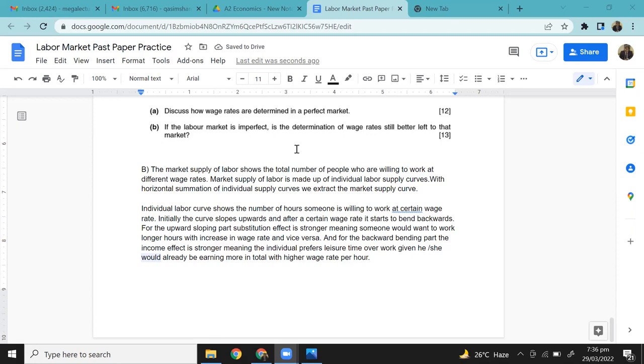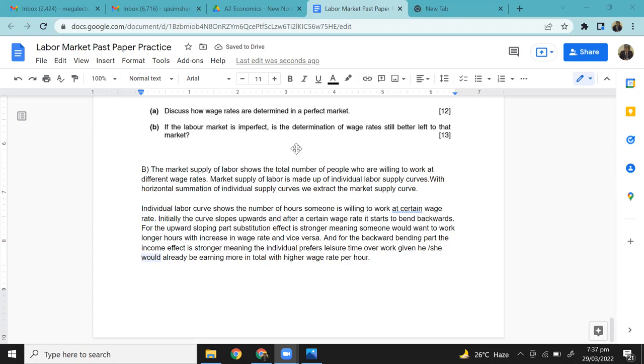Then you have to explain the labor demand. Market demand for labor is made up of individual firms' demand for labor. And how do individual firms demand labor? That is based on their marginal revenue product of labor, that entire thing that we discussed. When you horizontally add up individual firms' demand for labor, that gives you the market demand for labor. Then similarly, you'll explain the supply of labor. What is labor supply? Labor supply is basically the number of hours that someone is willing to work at different wage rates. So that is individual labor supply. When you add up individual labor supply curves, you get the market supply of labor.